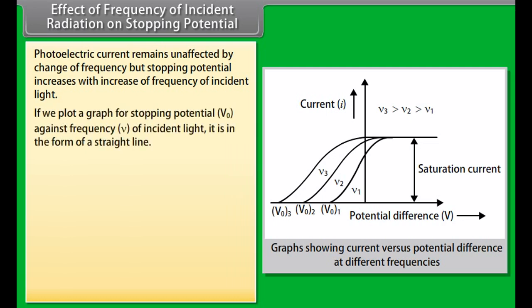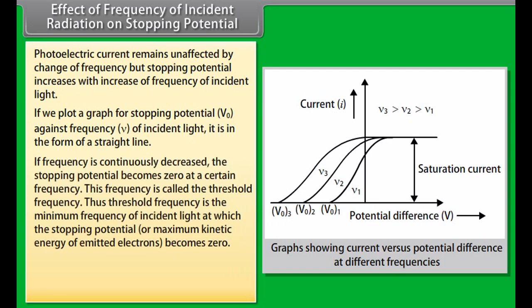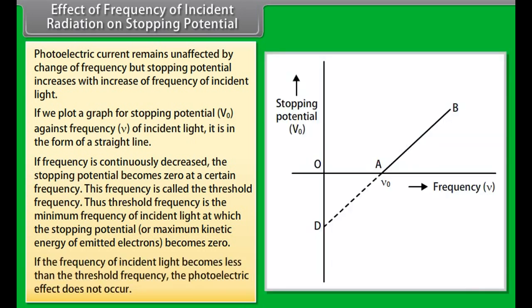If we plot a graph for stopping potential V0 against frequency of incident light, it is in the form of a straight line. If frequency is continuously decreased, the stopping potential becomes zero at a certain frequency. This frequency is called the threshold frequency. Thus, threshold frequency is the minimum frequency of incident light at which the stopping potential or maximum kinetic energy of emitted electrons becomes zero. If the frequency of incident light becomes less than the threshold frequency, the photoelectric effect does not occur. Photoelectric effect and wave theory of light.